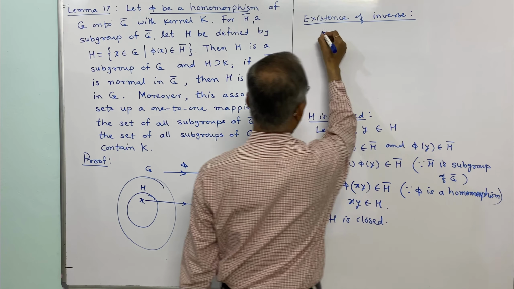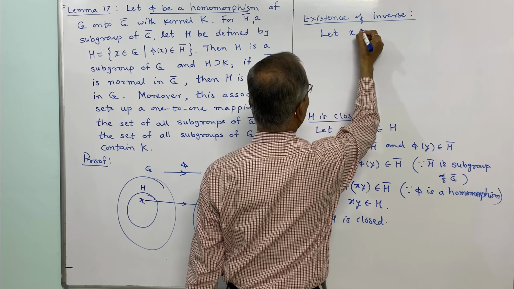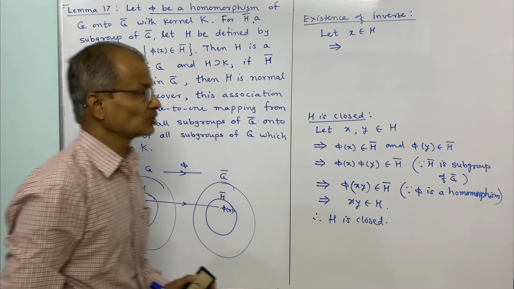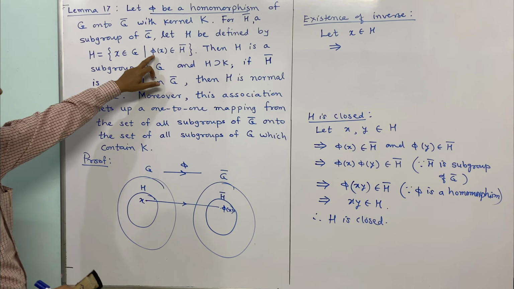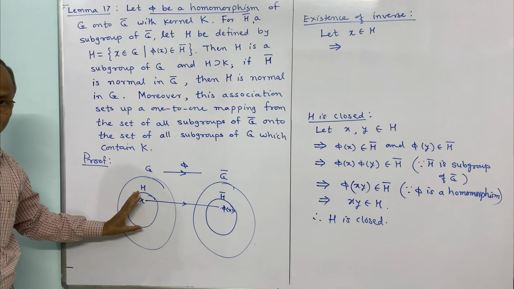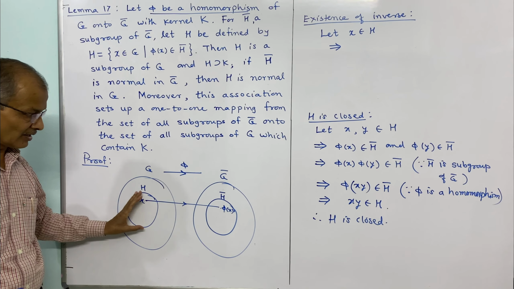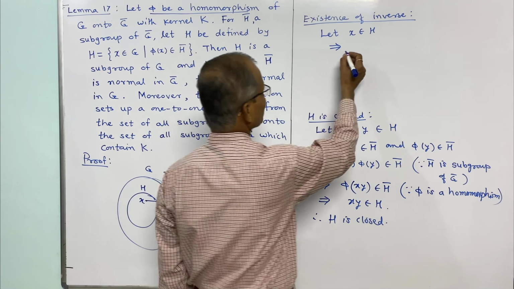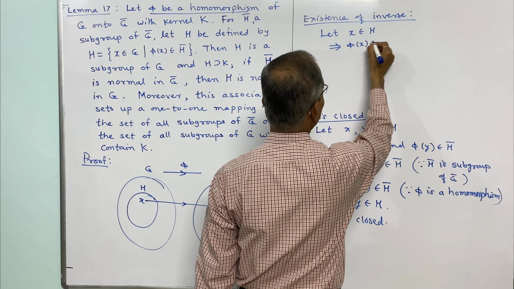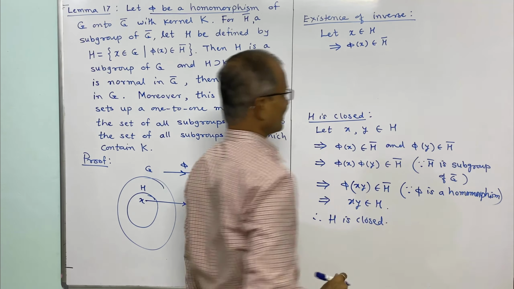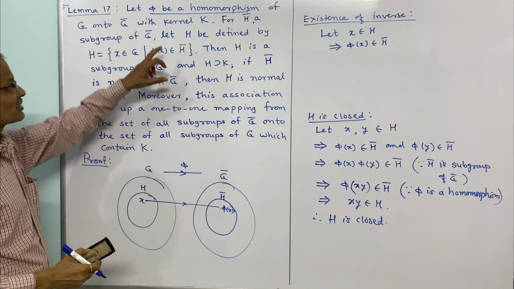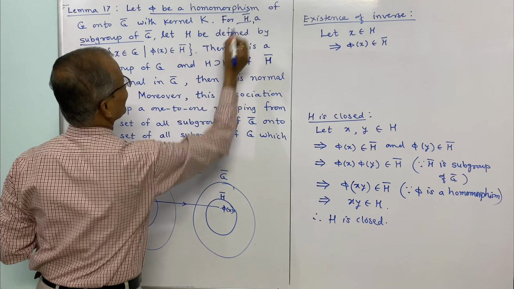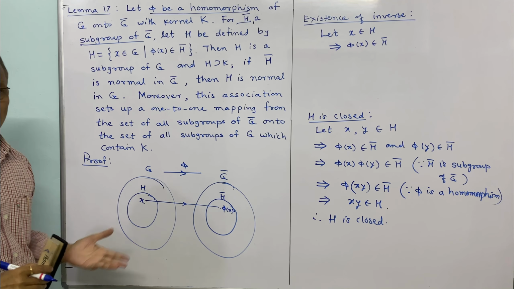Let x belong to H. By the definition of H, if x is in H, phi of x is in H bar. Every element of H has its image in H bar under phi. So x belongs to H, and its phi image is in H bar. And again, H bar is a subgroup of G bar. So therefore its inverse must exist.